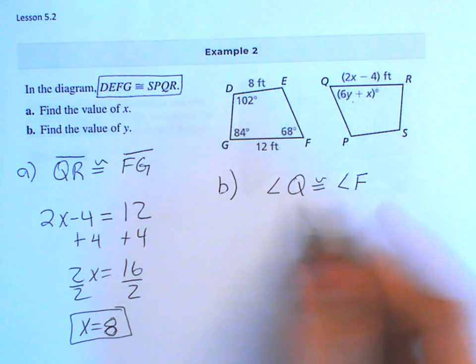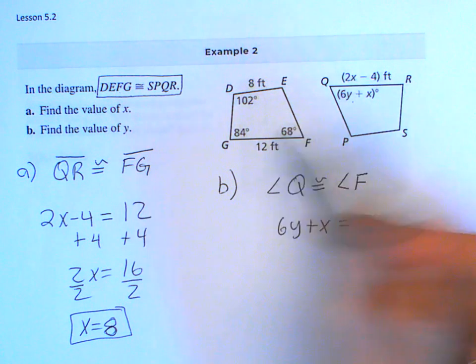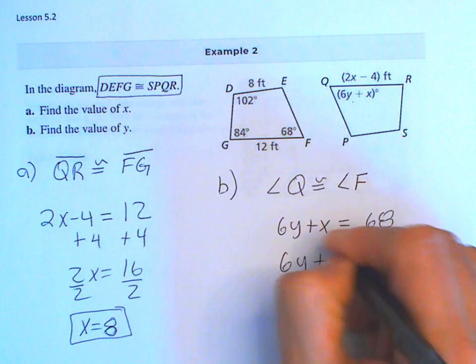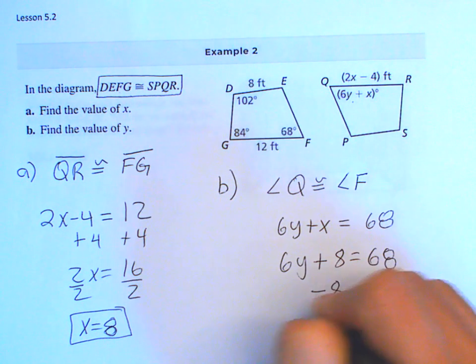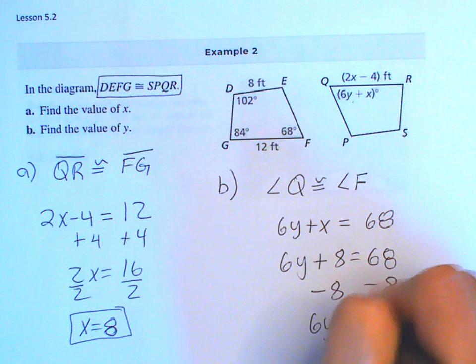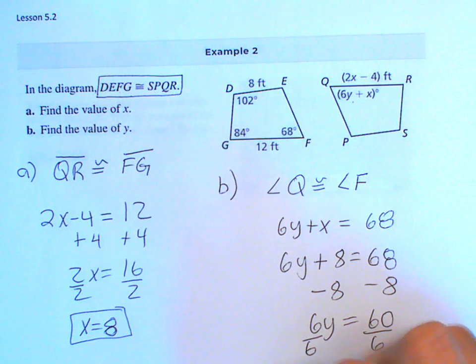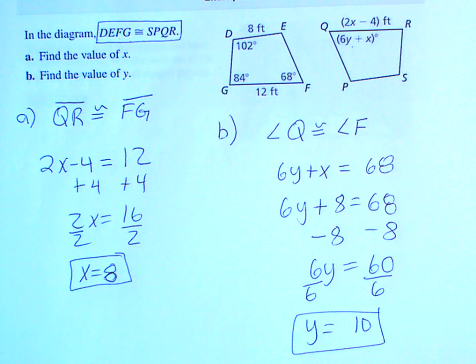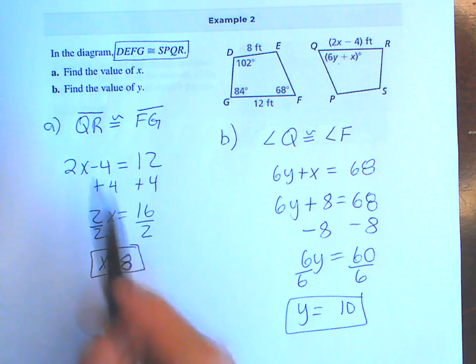So angle Q is 6y plus x, and angle F happens to be 68. Now we already know what x equals because we just solved for that. So 6y plus 8 equals 68. You subtract 8 from both ends and you get 6y equals 60. Then divide by 6 and y is equal to 10. So y is equal to 10, and therefore you have now solved for both x and y.